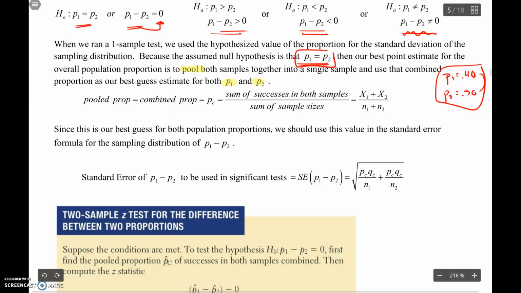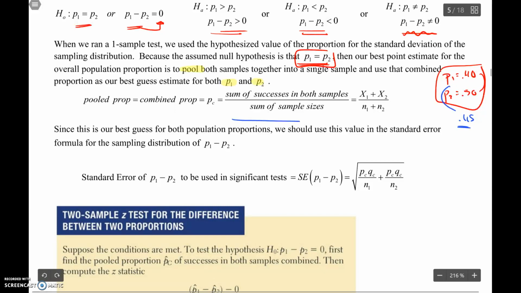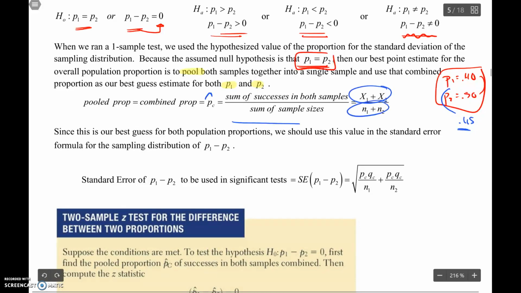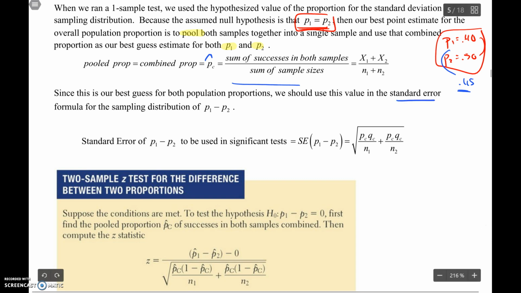So what we do is we put these together. It's basically kind of like averaging them, right? Put these together and say, well, the average is 45. The average is going to be 45 if the sample sizes are the same. If they're not the same, then you're going to do a weighted average. So our p hat sub c, or our combined sample proportion, is the sum of the successes from both samples divided by the sum of the sample sizes. So your successes divided by the total. Pool it together into a single sample. Since this is our best guess for both population proportions, we should use this value in the standard error formula.